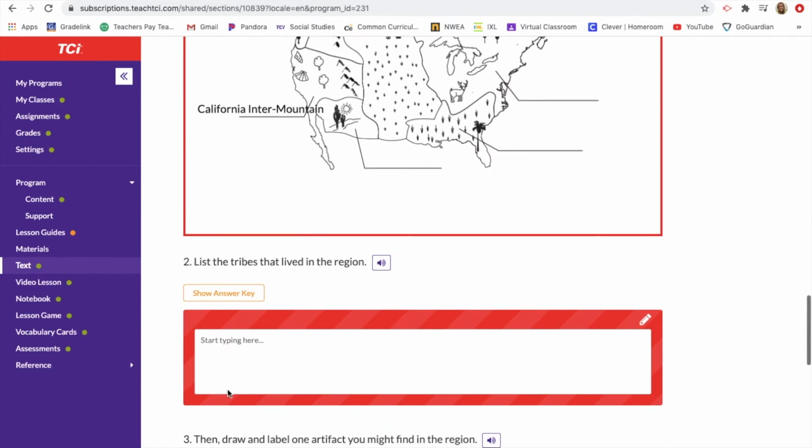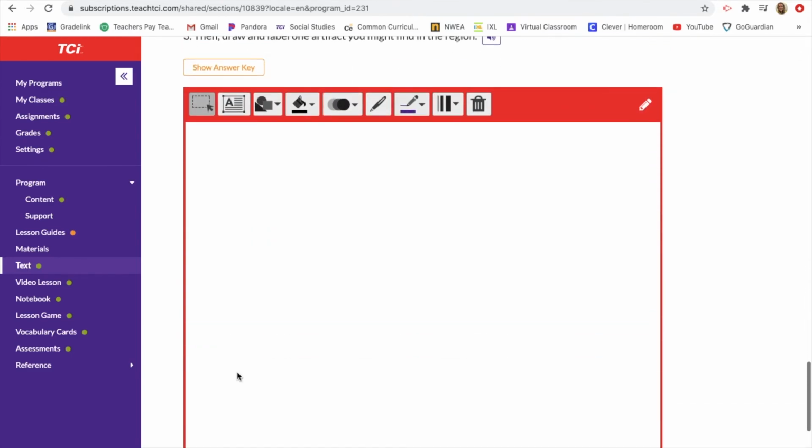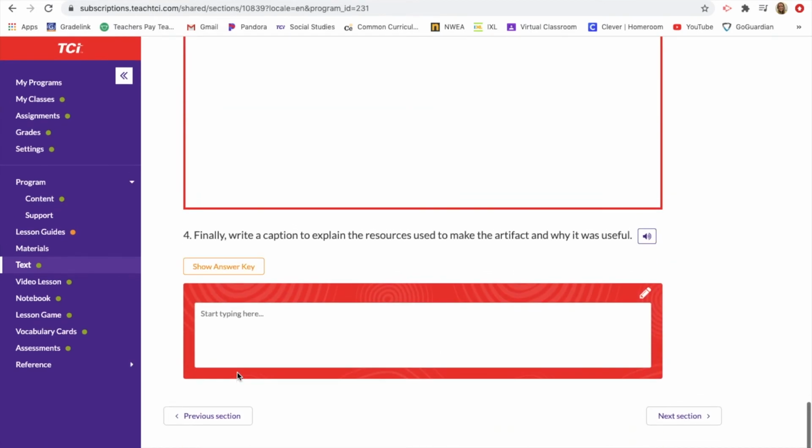And then you'd be completing the tribes that lived in the region, which is in your reading. You would draw and label your artifact and then caption or tell me about what you drew.